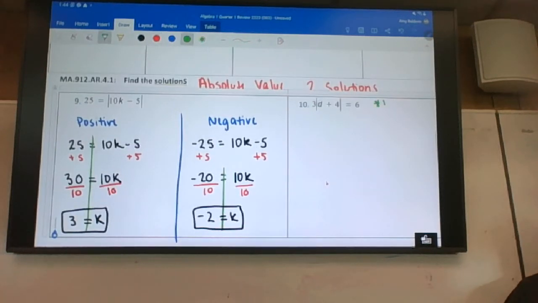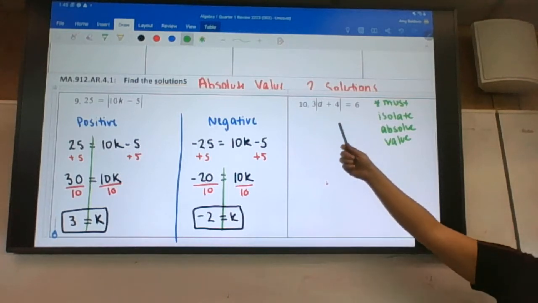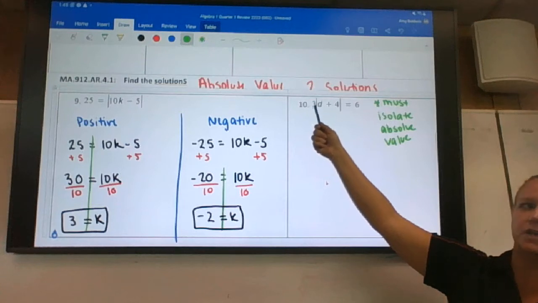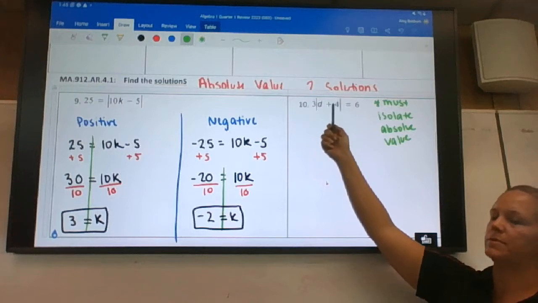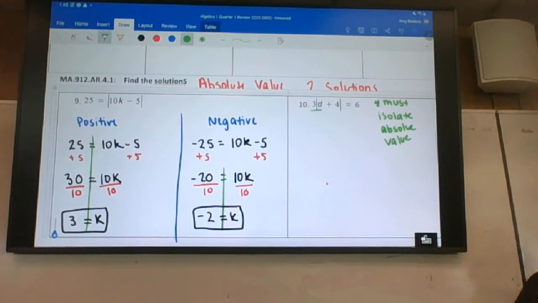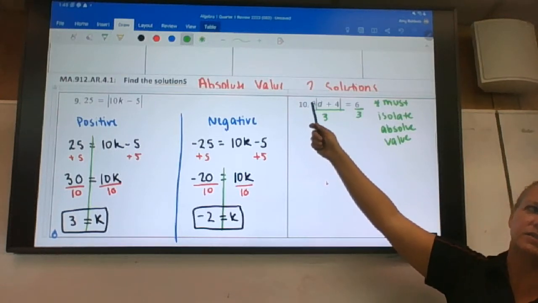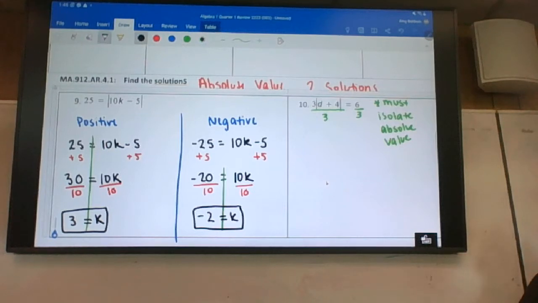Yeah, you have to isolate absolute value. So what's different is there's a number in front of this absolute value here. Actually, you don't distribute into bars, only parentheses. So actually, I'm going to divide 3, because this is like multiplication here, and we want to cancel it out. So this is now just the absolute value of d plus 4 equals 2.